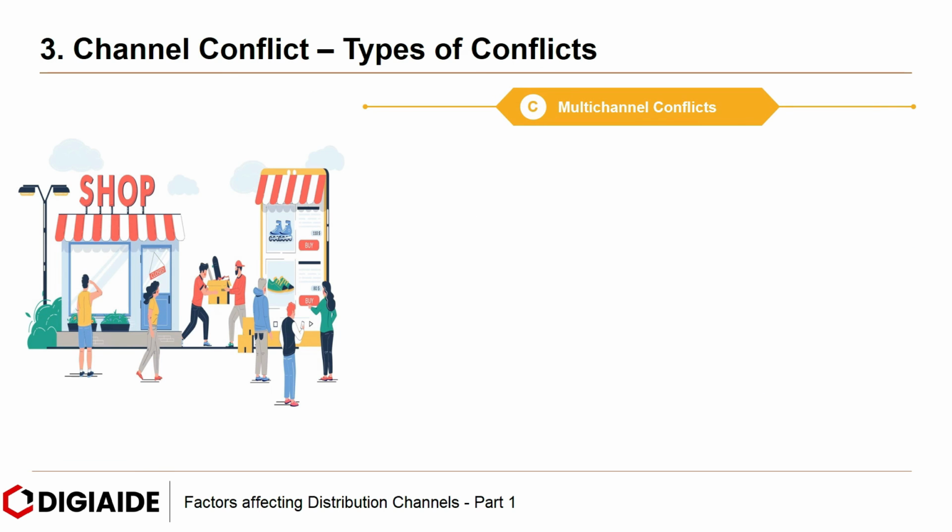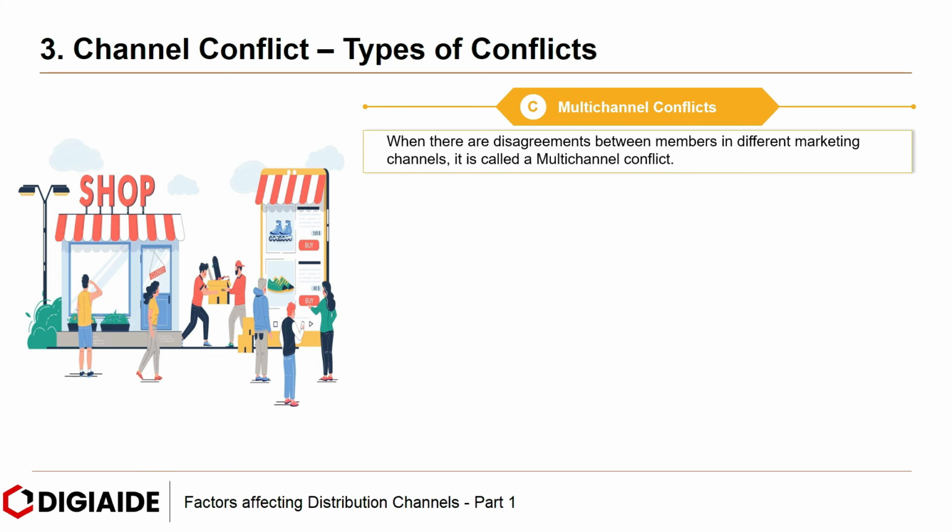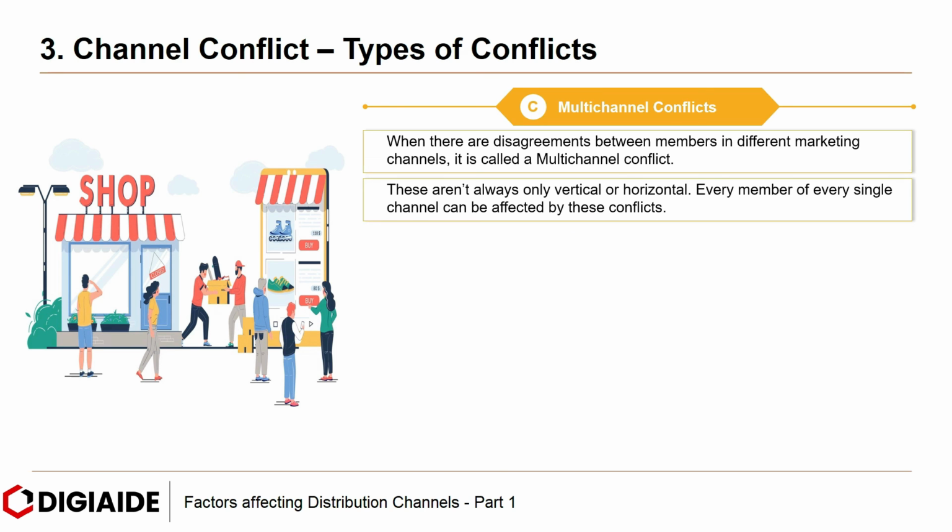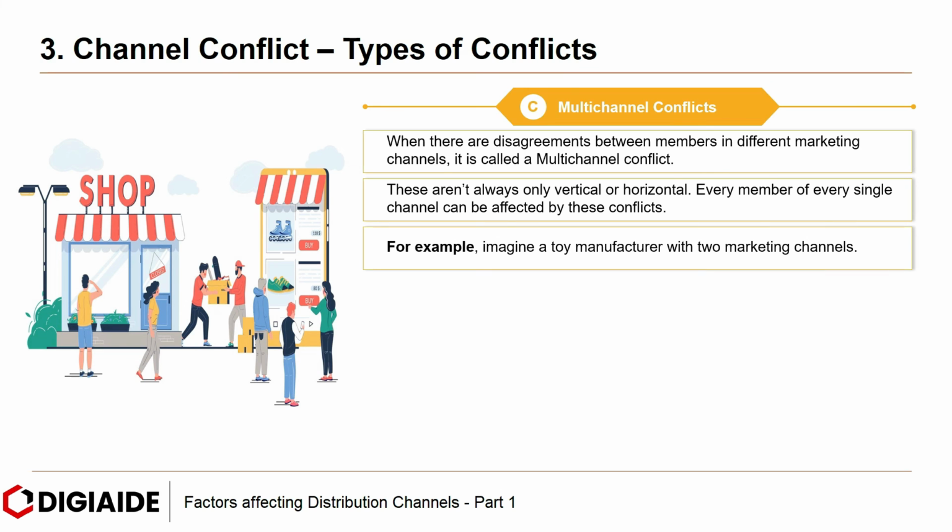And third, multi-channel conflicts. When there is disagreement between members in different marketing channels, it is called a multi-channel conflict. These aren't always only vertical or horizontal. Every member of every single channel can be affected by these conflicts.